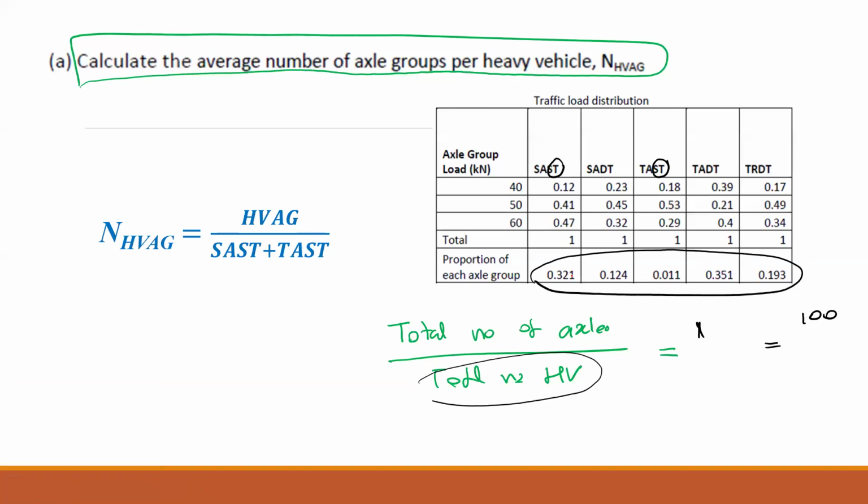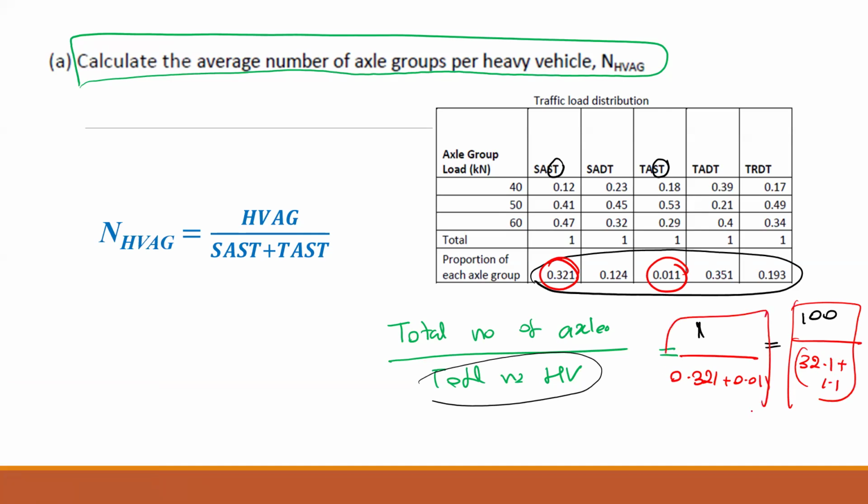So if you add these two together, that will give you the number of axles which are connected to the steering wheel. So we can say 0.321 plus 0.011, or if you want to make it a percentage, 32.1 plus 1.1. When you put this in the calculator, you get the average number of axles per heavy vehicle.